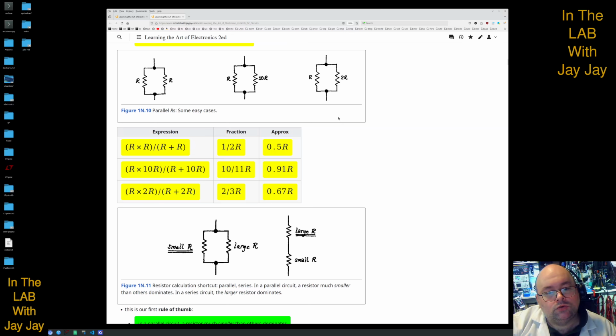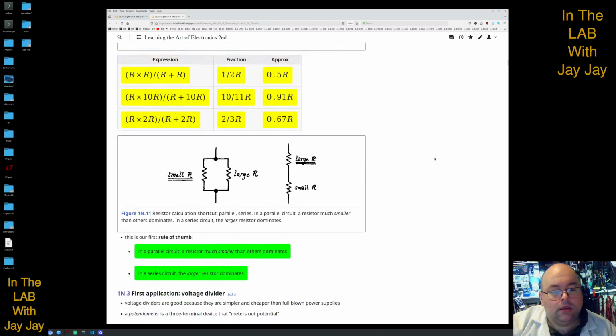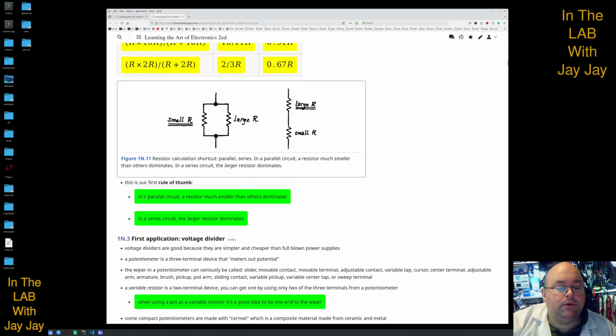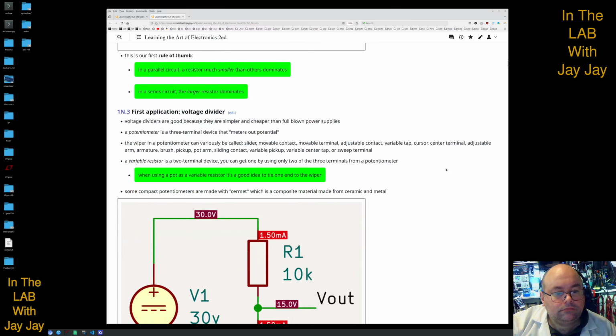And 2/3 of R breaks out in this way, so you get 2/3 of the resistance if you've got two here and one here. So as they put it here, in a parallel circuit, the much smaller current dominates, which is the smaller resistor dominates, and in the series circuit, the larger resistor dominates. So that's good to remember.